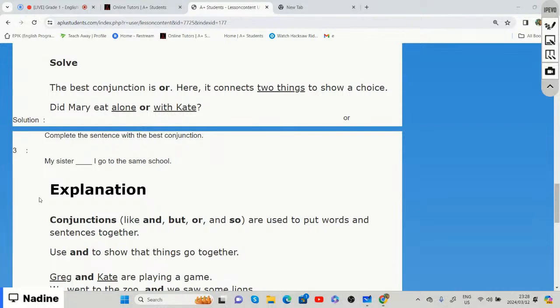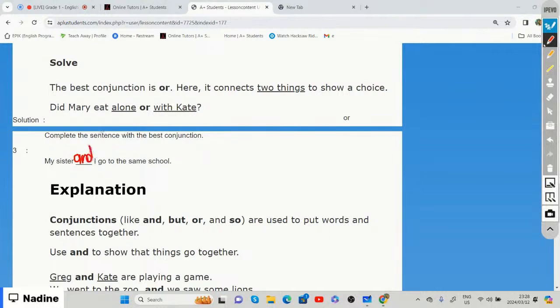All right, so we can say my sister and I go to the same school, right? So we use the word and. My sister and I go to the same school. So my sister and I, we go to the same school, right? That is basically to join either words or sentences.